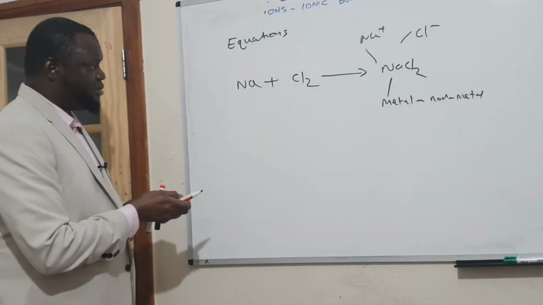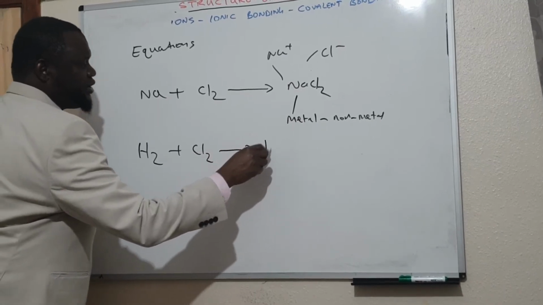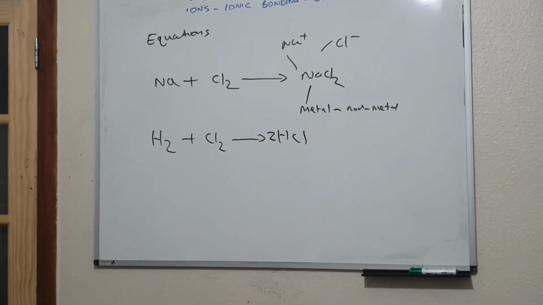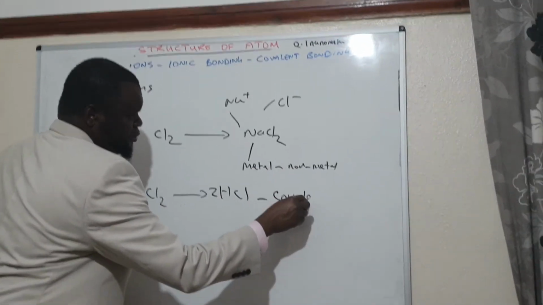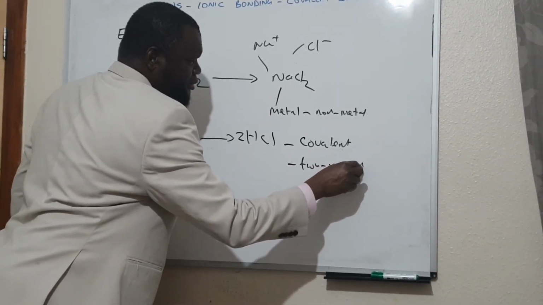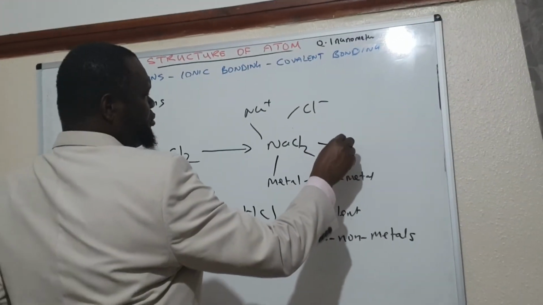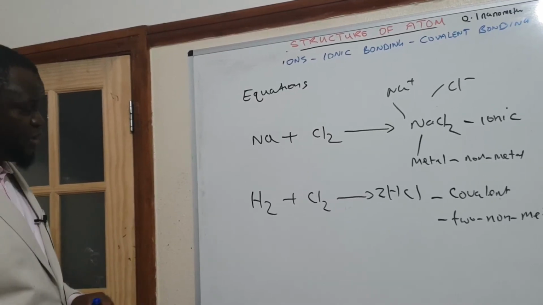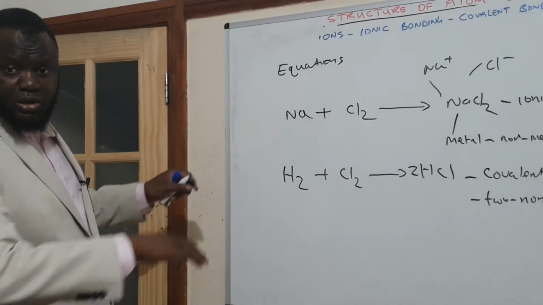But look at hydrogen and chlorine. Hydrogen chloride. What do you think? That's a covalent bond. Why? Because it is two non-metals. And this is ionic. You see? I think you now understand. Now, we can do our famous equations, balancing of equations, because we know what happens.